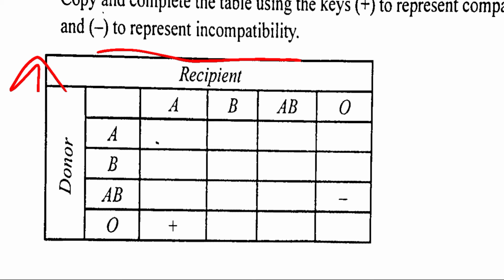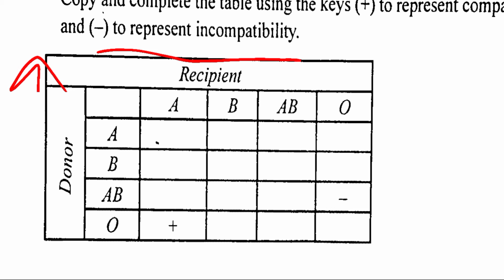A person who has blood type B can give blood to a person who has blood type AB because of the presence of the B antigen, and there are no antibodies in the plasma. So this will be plus also. A person who has blood type B cannot give blood to a person who has blood type O. So this will be negative.